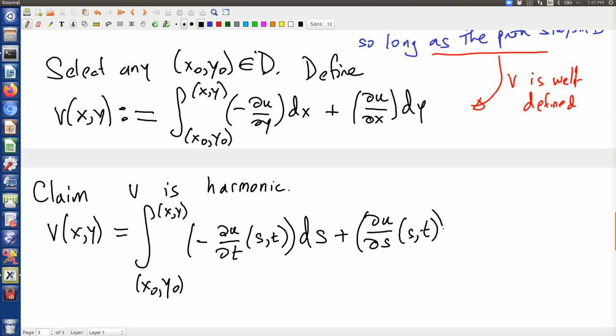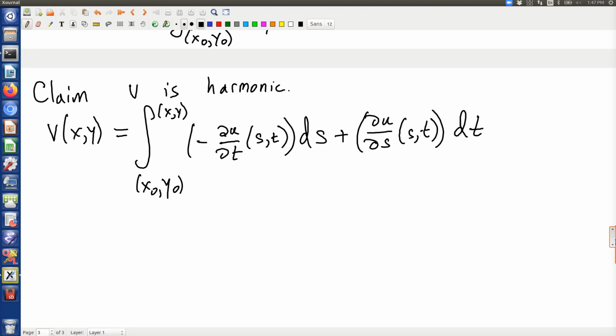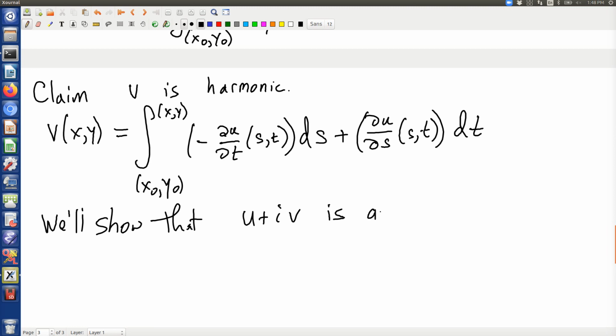s and t, dt. Okay. So now if I want to take partial derivatives, then I want to see that this is harmonic. Now actually I don't have to take two partial derivatives, because in fact how I'm going to show this is that u plus iv is analytic, because that implies that v is harmonic.